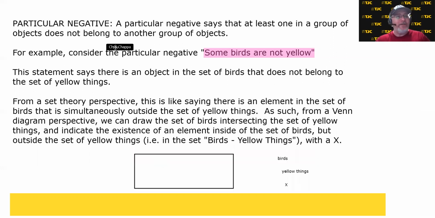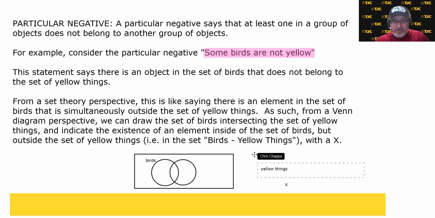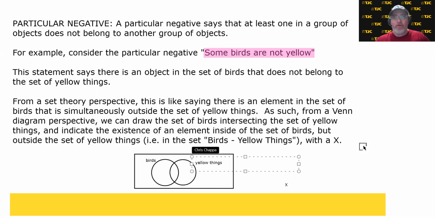So again, we're going to draw the Venn diagram live so that you can see it being drawn. We start with a circle for birds and a circle for yellow things. And we go ahead and overlap them, even though we're not necessarily saying that there exists something in the overlap. But unless you know for sure that two sets have nothing in common, you have to draw an intersection. The only time you can get away with not drawing an intersection, in other words, with not having them overlap, is when you know specifically they have nothing in common, as in the case with the universal negative.